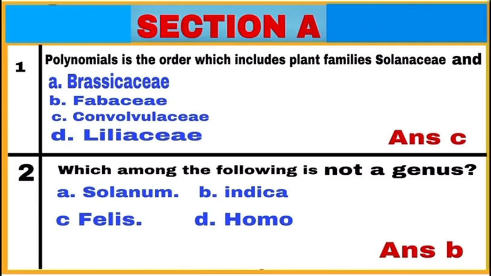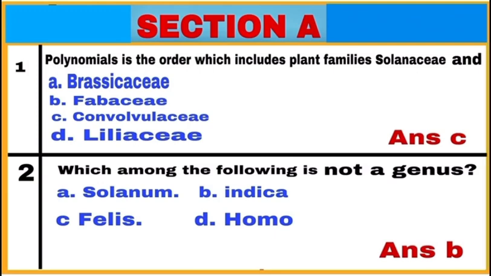Question number 1. Polynomials is the order which includes plant families Solanaceae and dash. Plant families Convolvulaceae and Solanaceae are included in the order Polynomials. This is done on the basis of floral characters. So here option C is the correct answer.